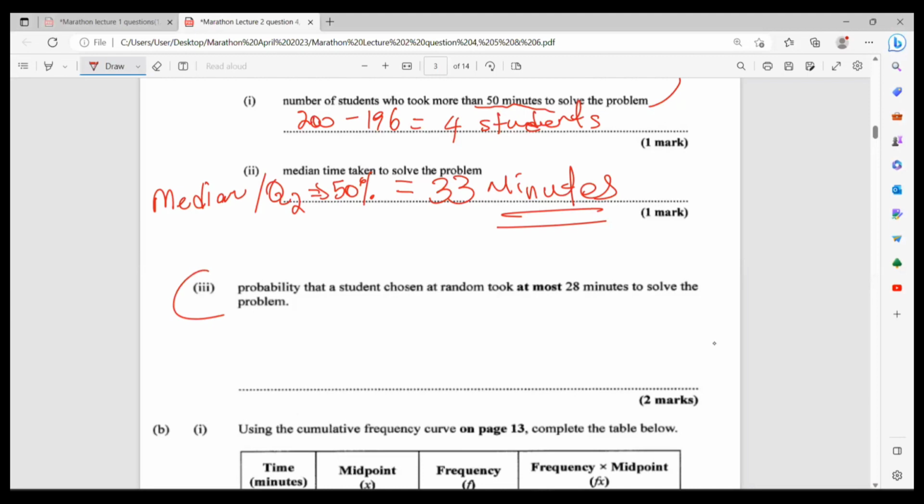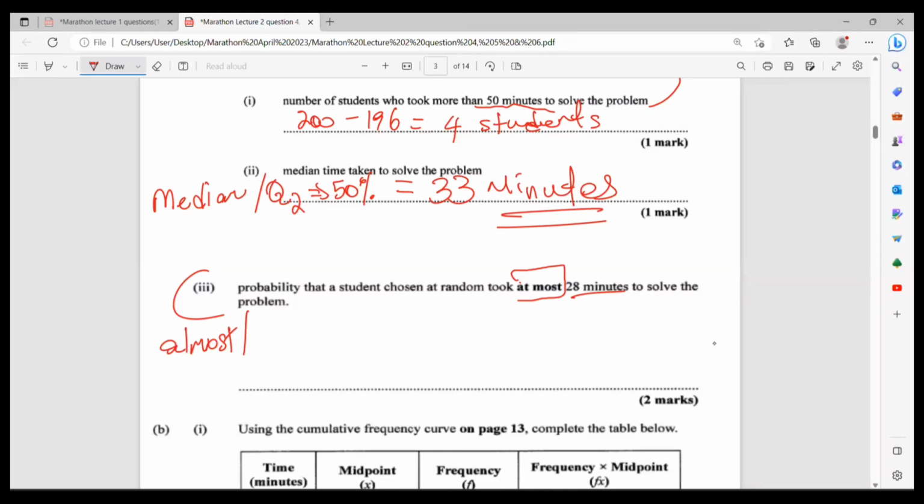It says, determine the probability that a student chosen at random took at most, you see, this is the key word here, at most 28 minutes to solve. Yes, at most 28 minutes. Now, if they say at most 28, you want to have words and other words that are synonyms that will allow you to have the same understanding, different words.